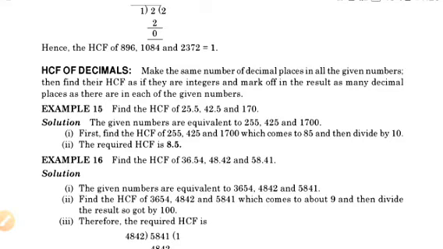Now in order to eliminate the decimal from the first and second number, we have to multiply them by 10. After multiplying by 10 we get 255, 425 and 1700. Now we have three other numbers without decimals. So the required HCF of these three numbers 255, 425 and 1700 is 85.